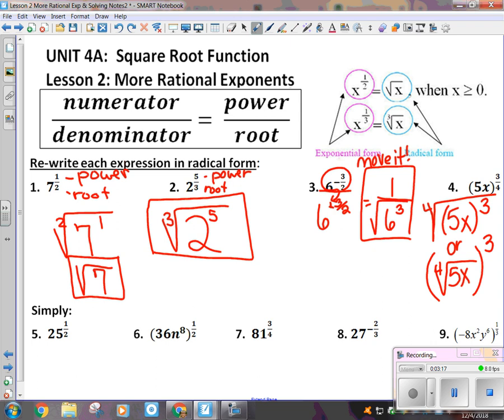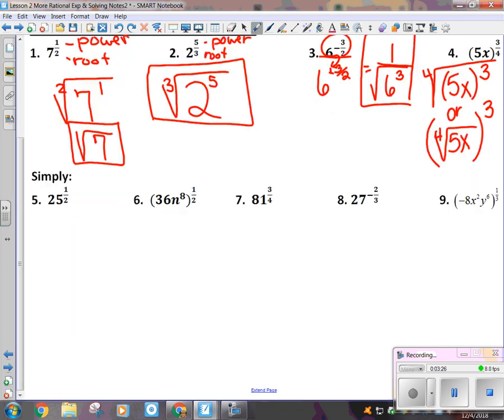Again, I'm trying to emphasize power over root, because this is the first time to my knowledge that you've had to work with fractional exponents. Okay, number 5. Now, I'd like us to try the next 4 or 5 problems without a calculator. But if you have your calculator handy, we're going to confirm our answers with a calculator.